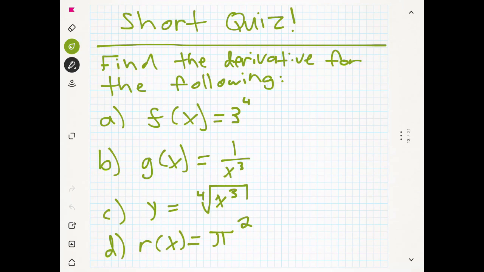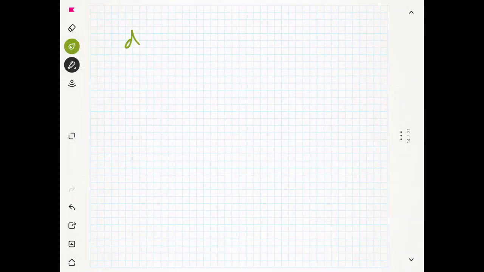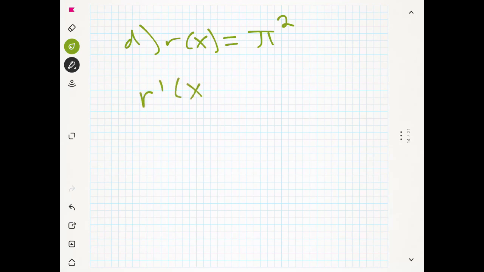D is equal to r of x is equal to pi squared. All right, so let's write this down. R of x, sorry, not d of x. R of x is equal to pi squared. All right, now again, let me show that I'm taking the derivative of this. There we go, that's the derivative.